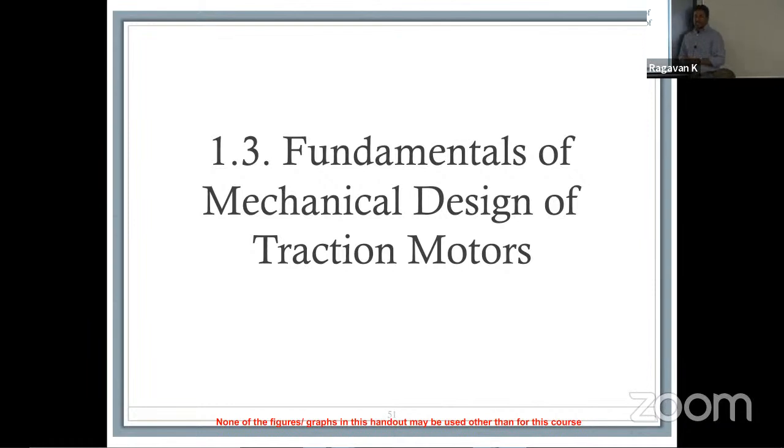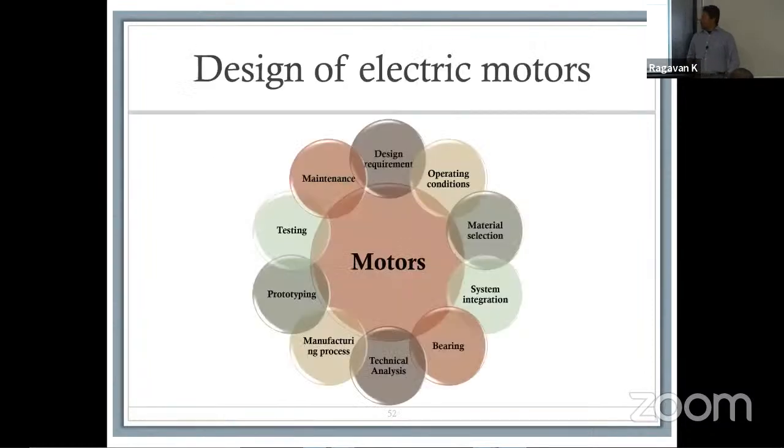So, mechanical design of traction motors. This is one of those topics where, as electrical engineers, we have always assumed that there'll be somebody else who takes care of it, right? There's a mechanical engineer who's going to come and design the machine. However, when you start looking at the overall system as a function of interdependent variables, you need to start planning for the mechanical design. So what does that mean?